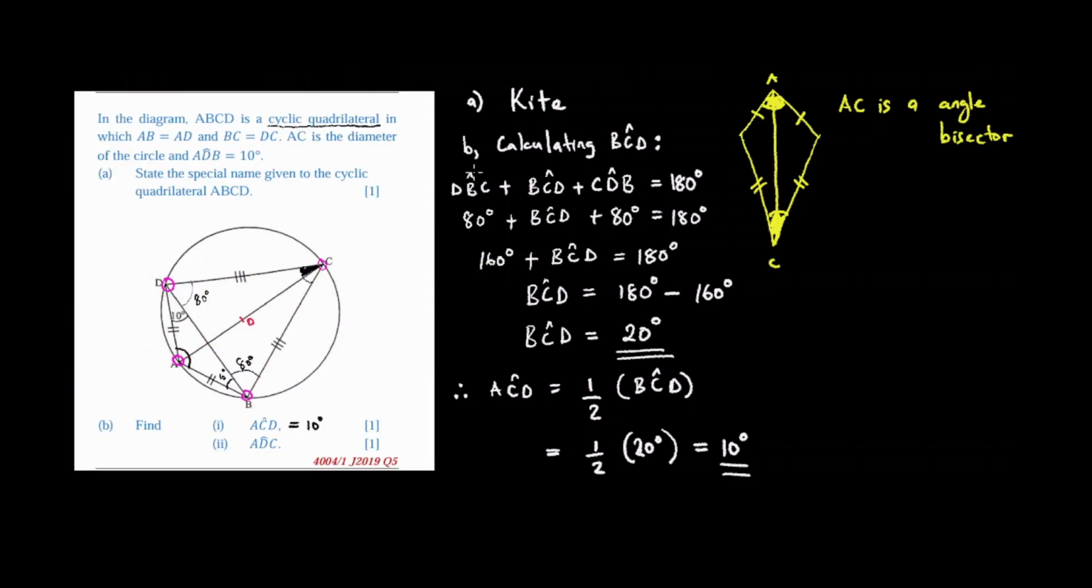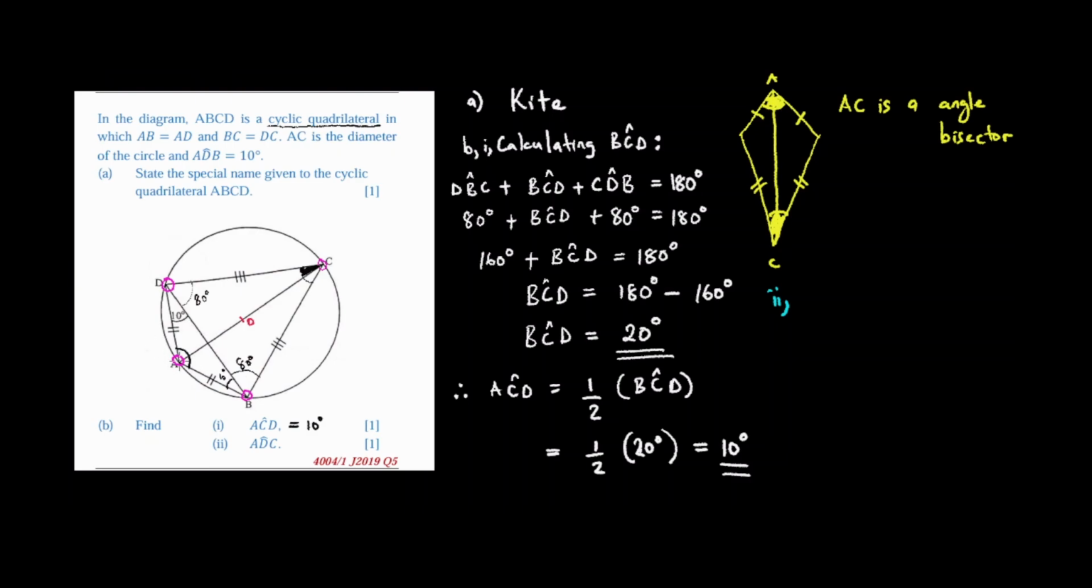part 2. So this was A, B, part 1. Let me not remove the working as yet. Let me just put part 2 panapa. Different colors, I think you see the difference. Apo takuda kutsvaga chi ADC.